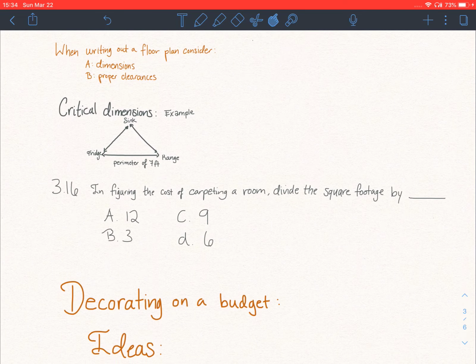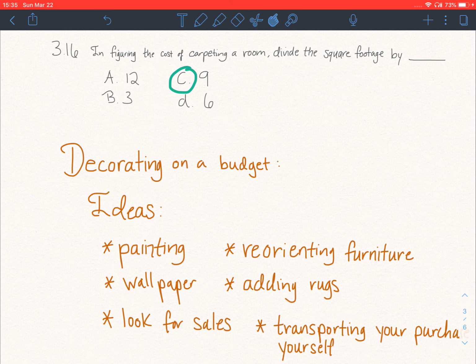So one of your questions is going to be from 3:16, which is asking, in figuring the cost of carpeting a room, divide the square footage by what? We already went over this, but the correct answer is C, 9. So make sure that whenever you're doing any problems, especially on the Unit 9 test, you're multiplying and dividing and applying the right unit of measurement for whatever the problem is asking.